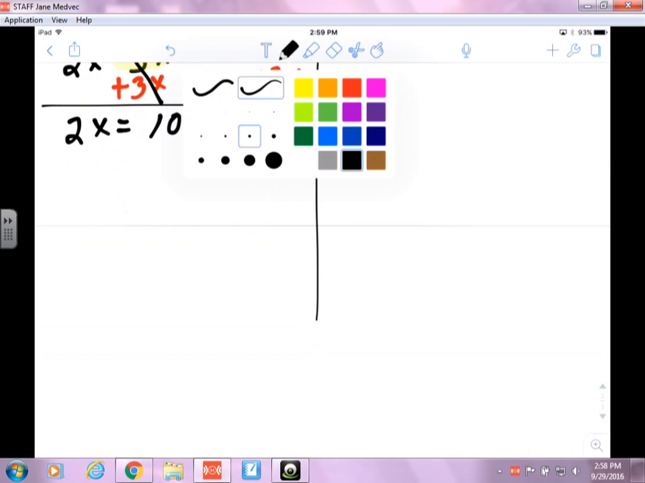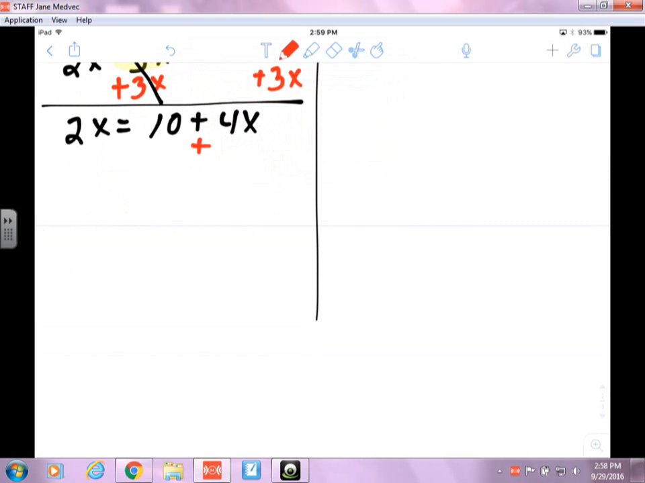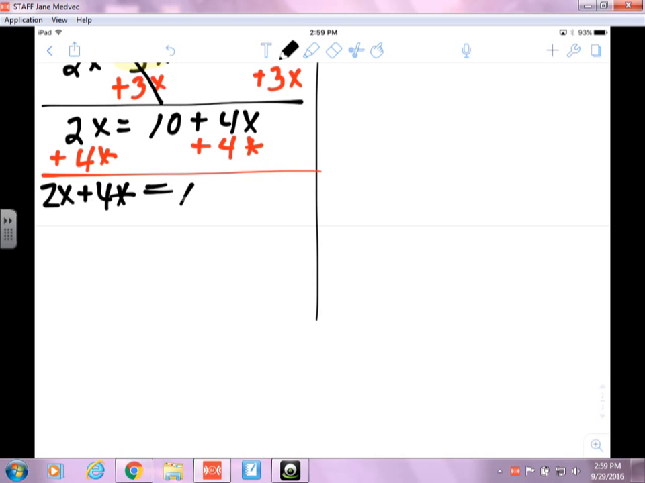What do you want to do? Add 4 stars. Sure, add 4 stars. Yes, why would you add 4 stars? Because you want to get rid of the 4x and they explode. Okay, so 2x plus 4 star equals 10 plus 4x plus 4 star.